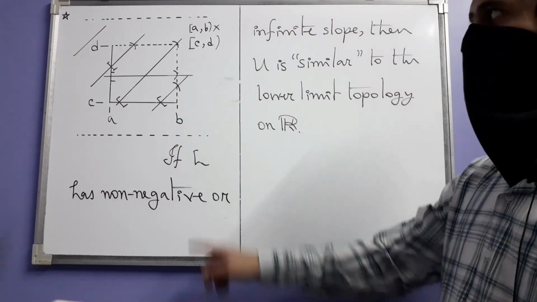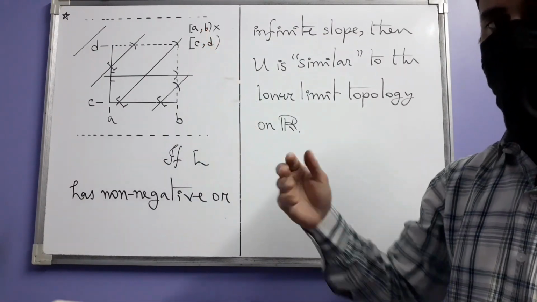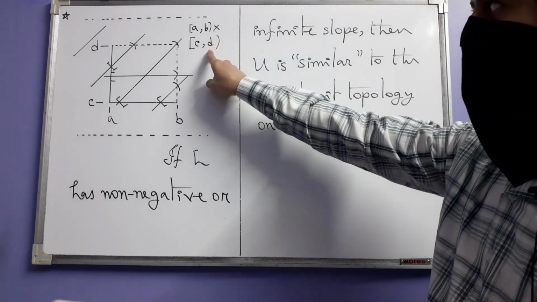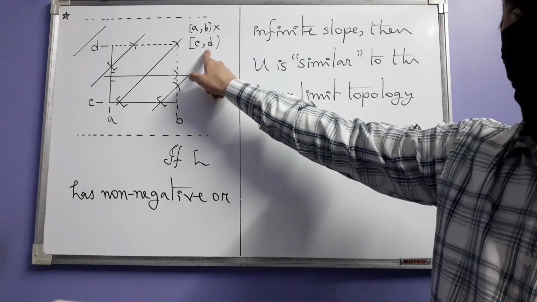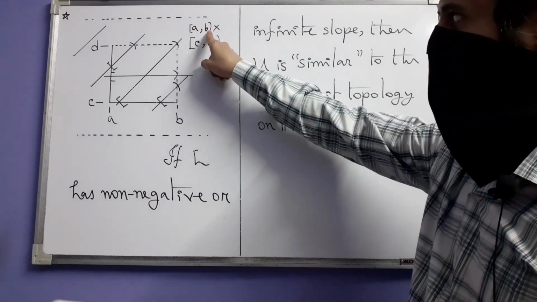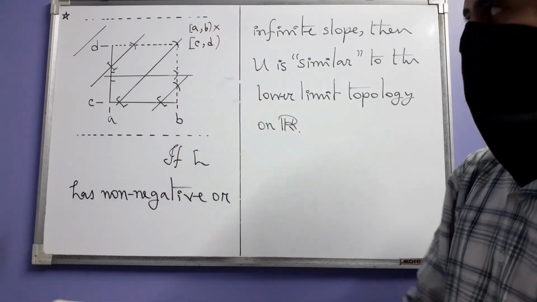Let's first see the typical basis element for the topology on RL times RL, which is a Cartesian product of half open intervals like this. This time both are closed open. Closed A, open B times closed C, open D.